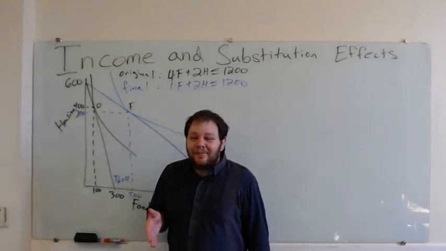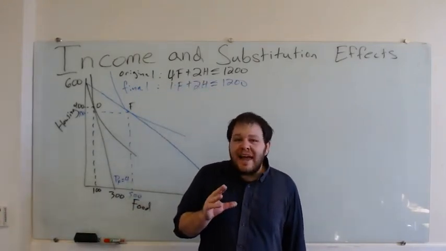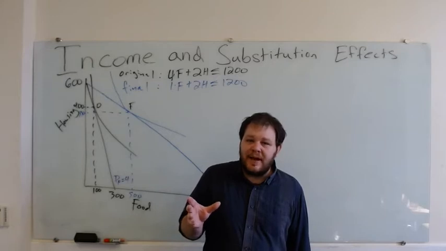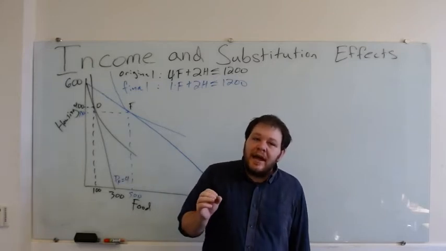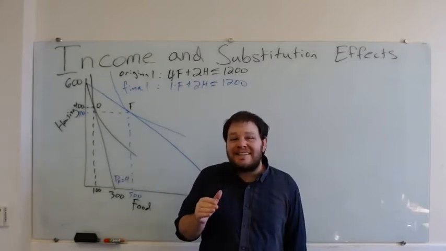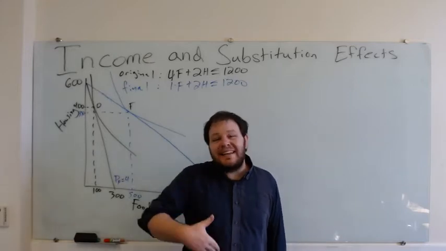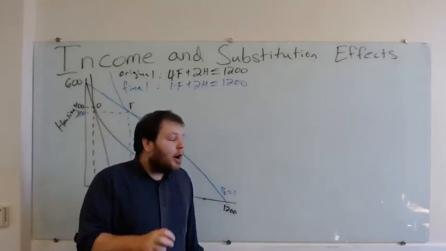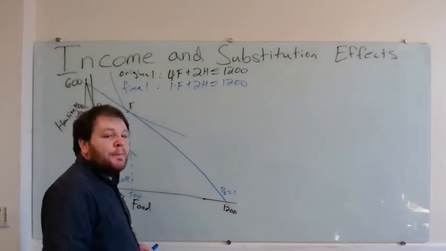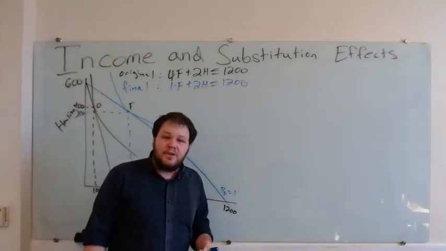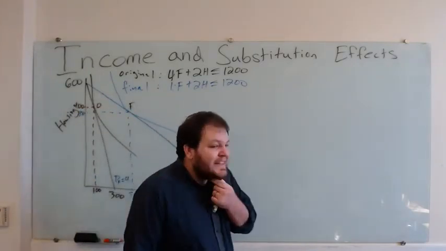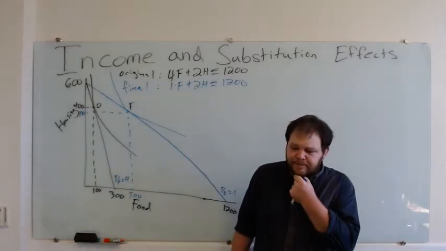All right, welcome back. So in this video, we're going to take our definitions of income and substitution effects that we developed in the last video and try to figure out how to graphically disentangle these two effects. In other words, we're going to decompose our total effect, from O to F, into an income effect and a substitution effect. So let's start by thinking about the substitution effect.